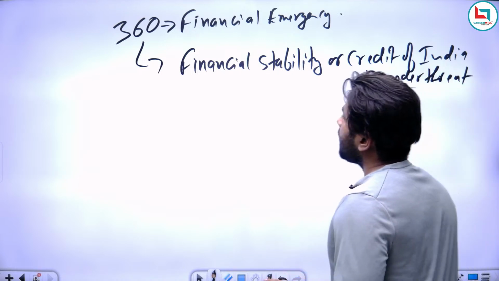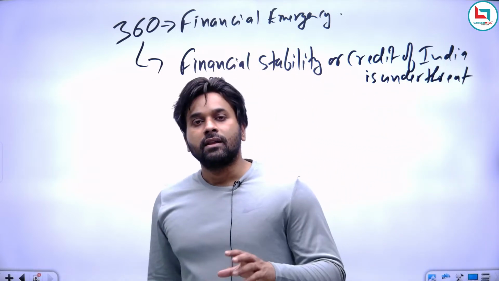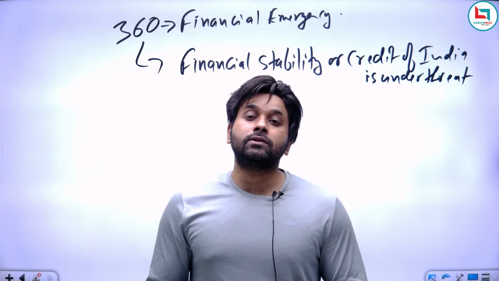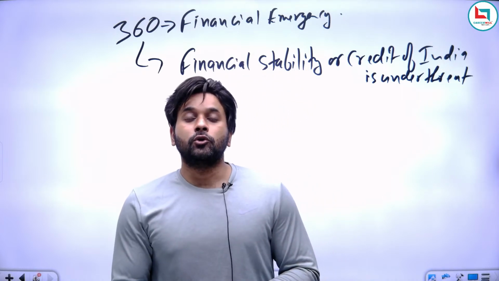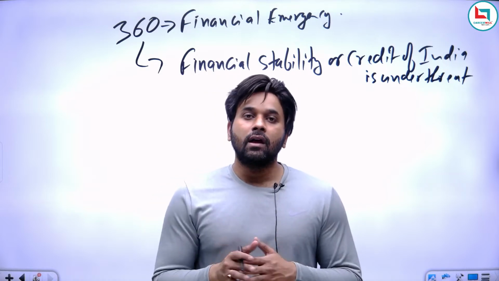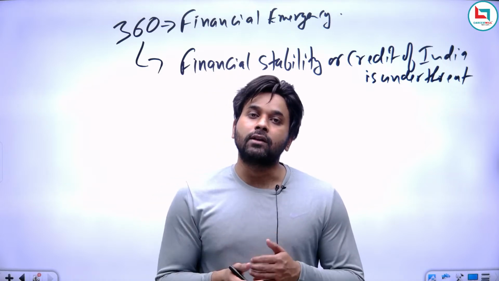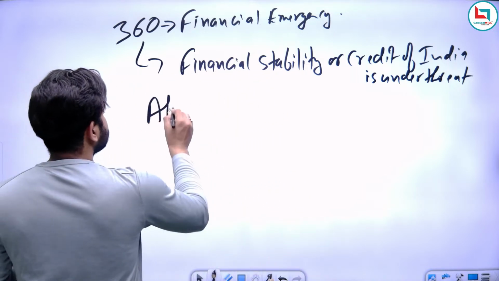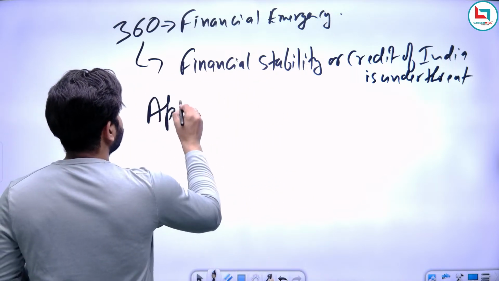So whenever our financial stability is under threat, then we can impose financial emergency. This is the only reason for imposing financial emergency. You do not have to remember any other thing other than this. So I hope the reason is clear. And now we will start how to approve financial emergency. So the pattern will be same. We can start how to approve financial emergency.